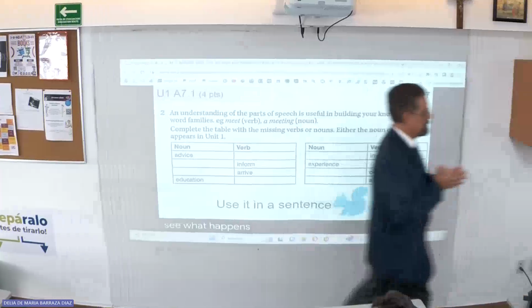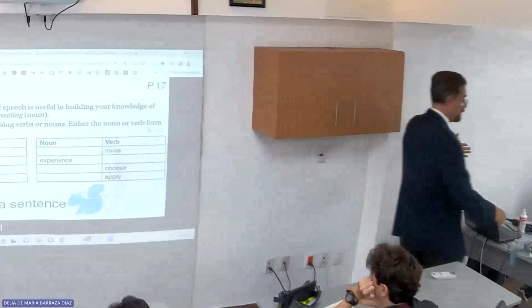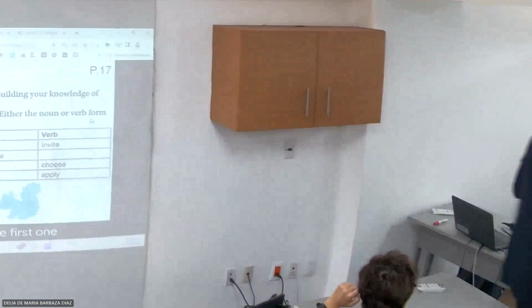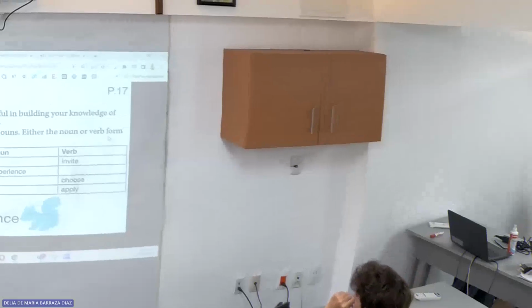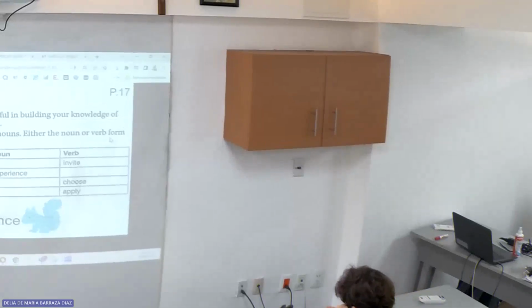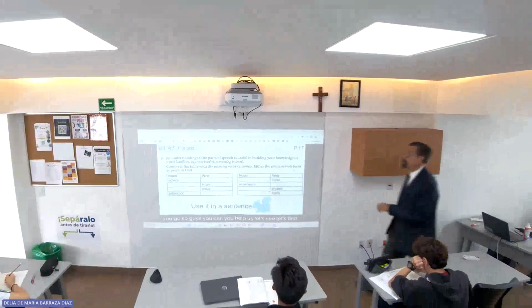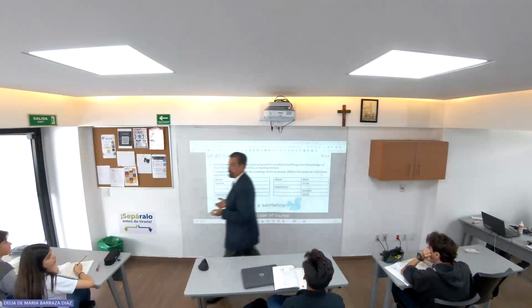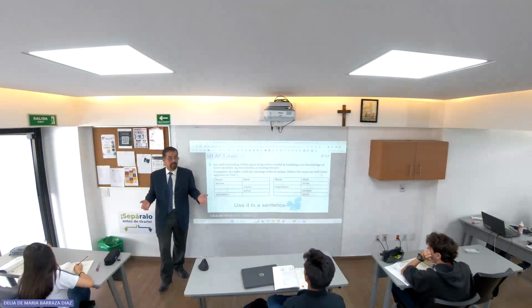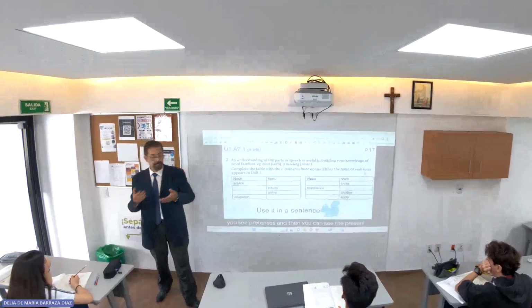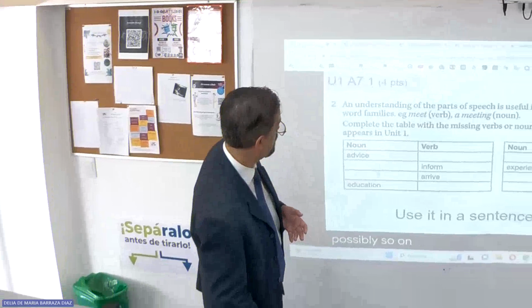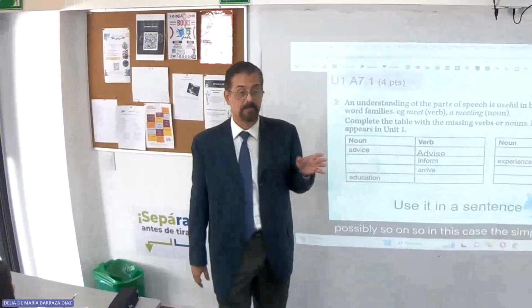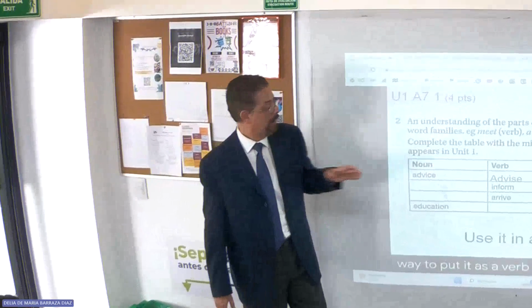Okay, so it's time for the squirrel. Could you get the first one? There you go. So can you help us? Let's first see what happens. You can, of course, talking of a verb, use different tenses, and then you can say it in present, past, future, and so on. So in this case, the simplest way to put it as a verb is advise.